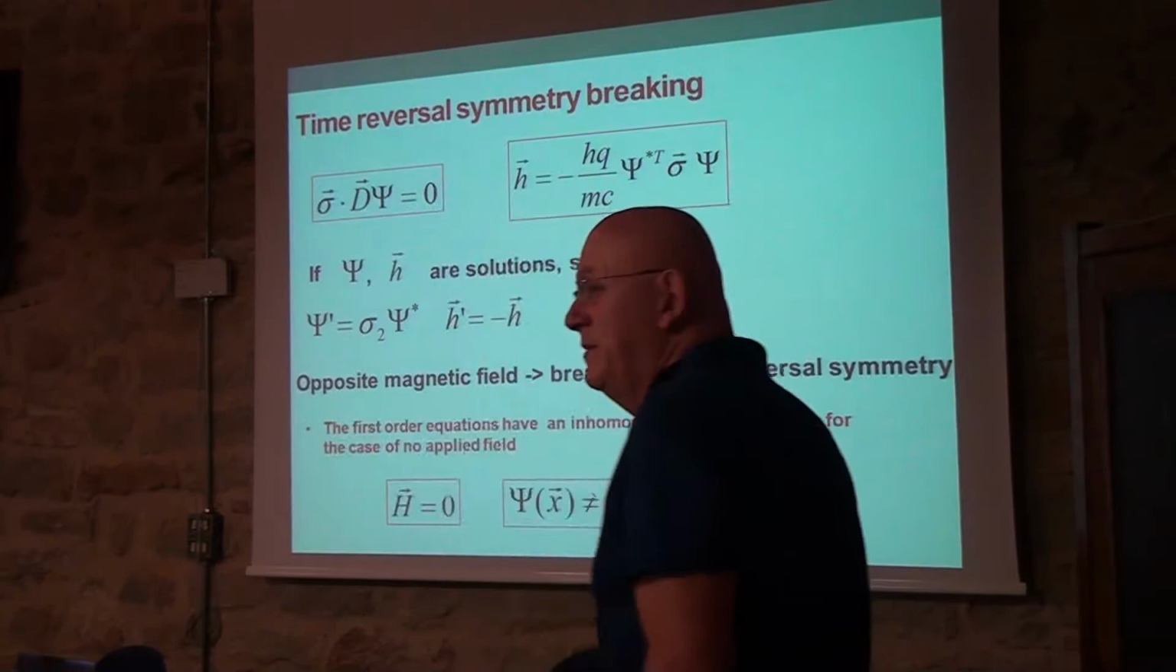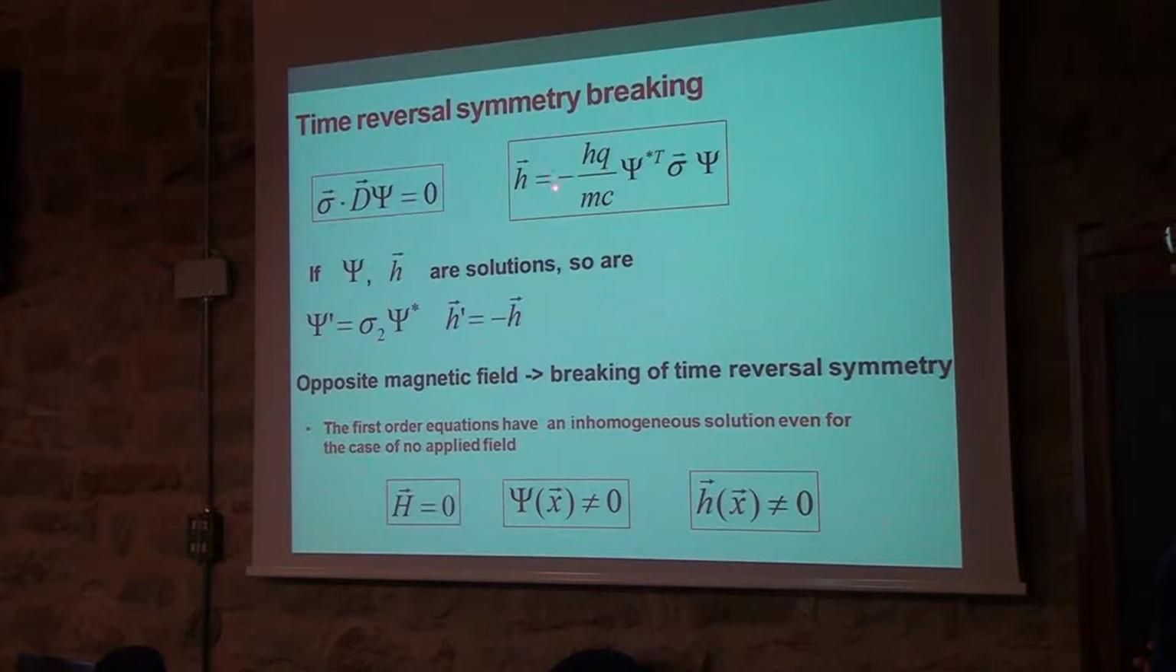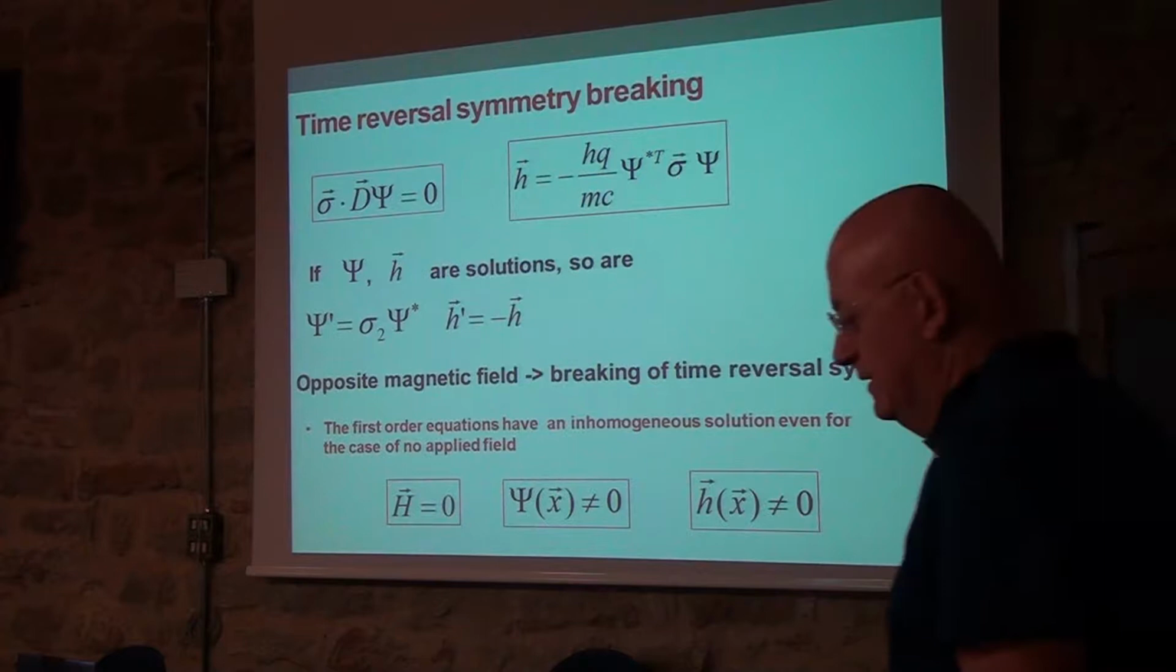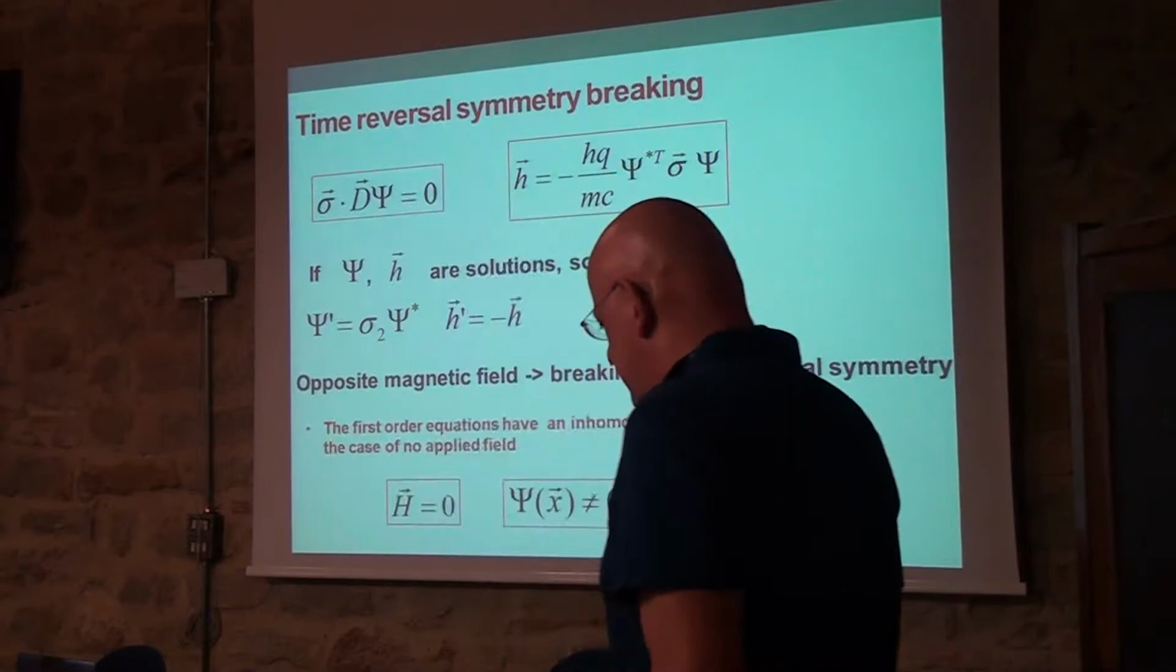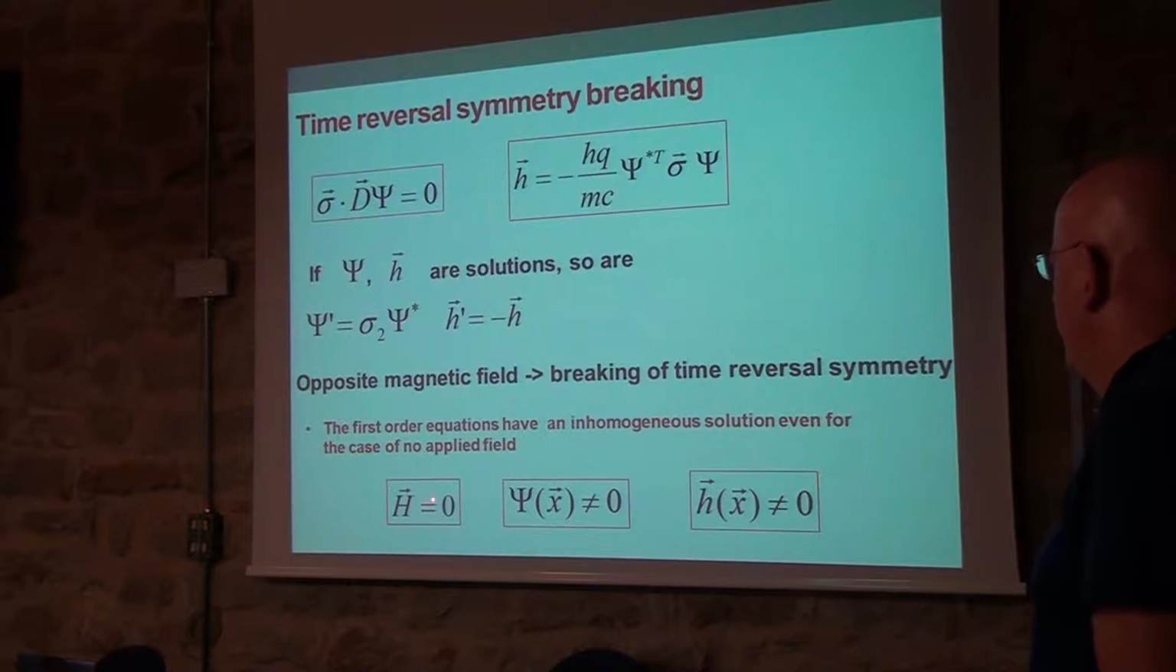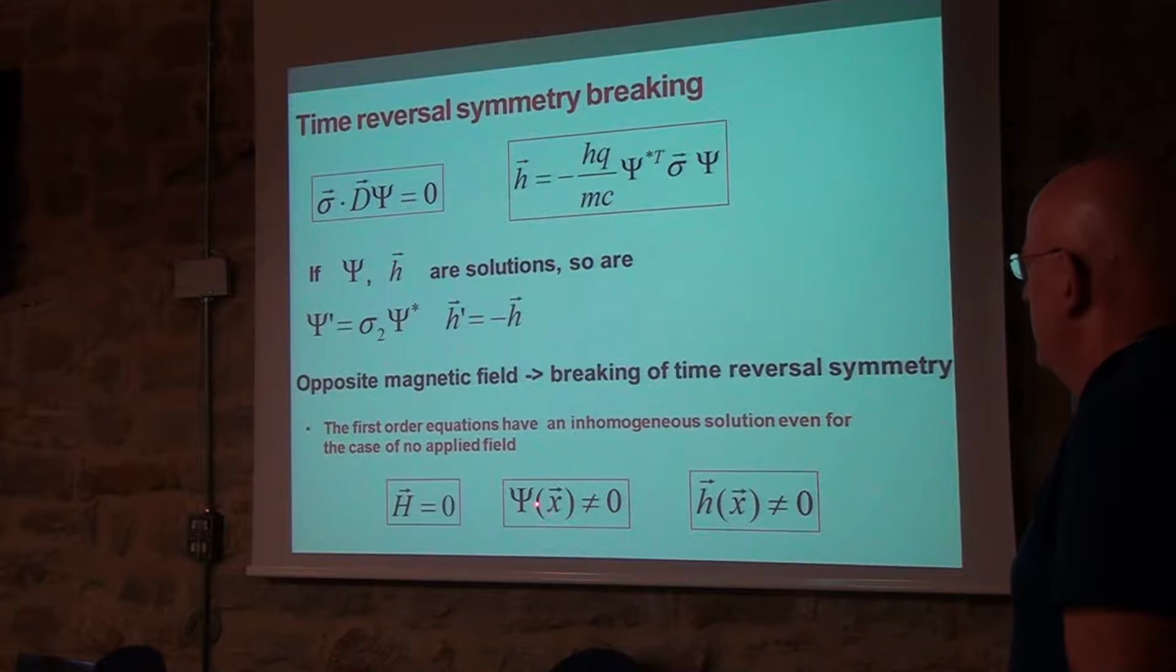Here are the equations. I took the case of no applied field. And if psi and h are solutions, so are the complex conjugates, and the local magnetic field has the reverse sign. And we know that when we reverse the sign, we are breaking the time reversal symmetry. So for the moment, I would ask you to assume that we have a solution for these equations in the case of no applied field, which is inhomogeneous, depends on x.